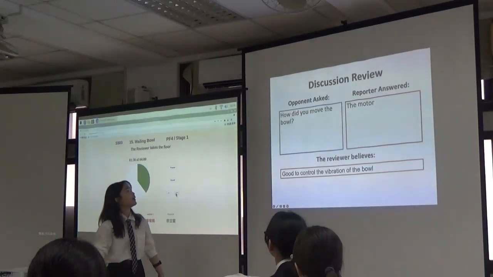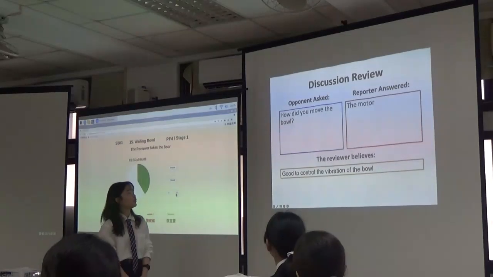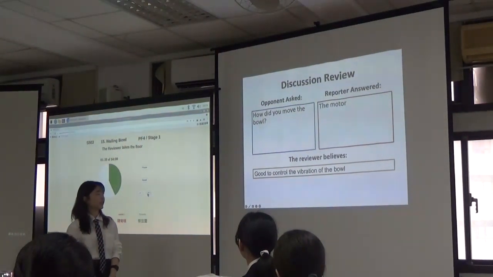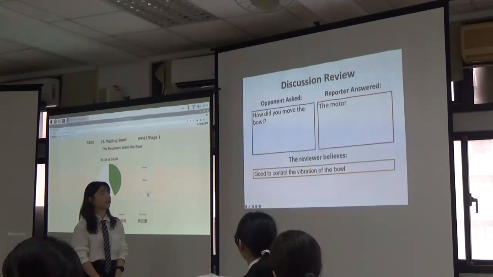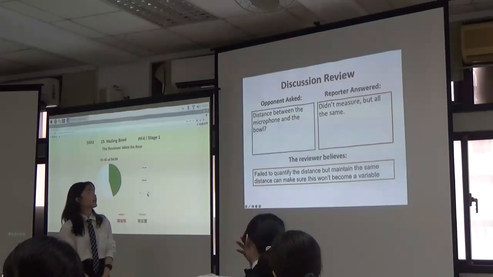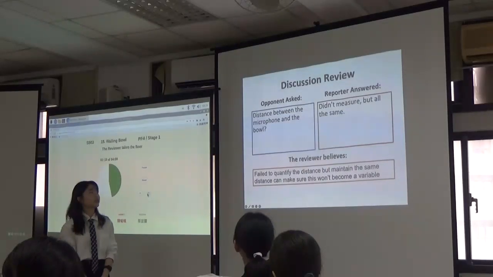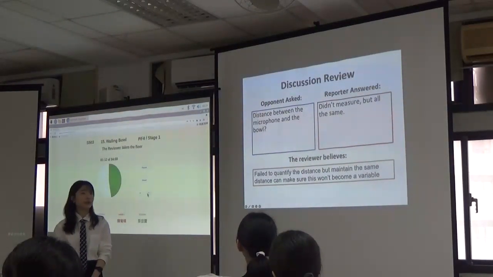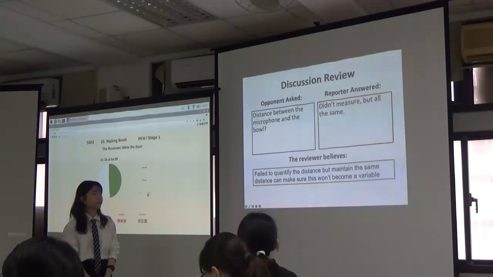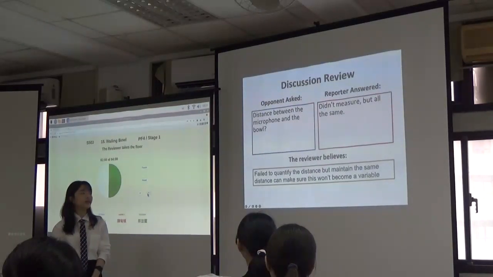The remark from the reviewer is that the opponent asked, how did you move the ball? And the reporter answered, they use a motor. And we think that there's a good control of vibration of the ball if they use a motor to move the ball. The opponent asked whether they measured the distance between the microphone and the ball, and the reporter said that they didn't measure, but every time the microphone is in the same position. The reviewer believes that they fail to quantify the distance between the microphone and the ball, but they maintain the same, so they can make sure that it is not a variable.